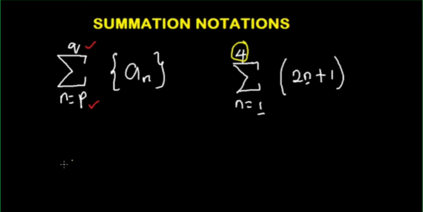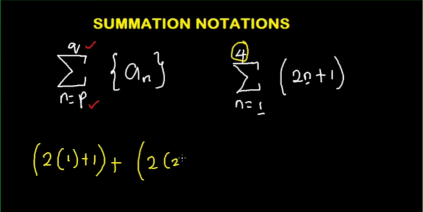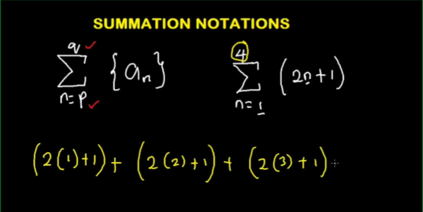So if I want to write this now, instead of writing n, I write 2 times 1 plus 1, that's the first case, plus 2 times 2 plus 1, that's the second case, plus 2 times 3 plus 1, plus 2 times 4 plus 1. We have to stop at 4 because the limit here is 4. That's what this is about. So you just simplify your work and you get your final answer.